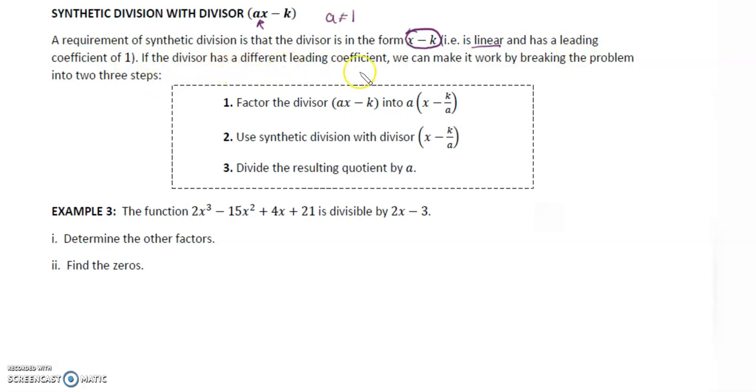If the divisor has a different leading coefficient, we can make it work by breaking the problem into 3 steps. Instead of writing out ax minus k, we can factor out the a and then bracket x minus k over a, right? Because when you common factor, this is what it would look like. We can use synthetic division with this divisor, coefficient 1, and then divide the resulting quotient by a. I think that this is what I would probably forget, because steps 1 and 2 are basically the same.